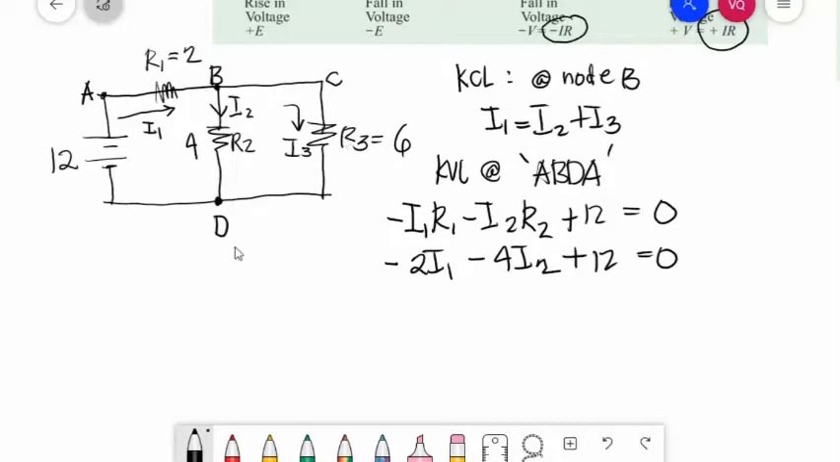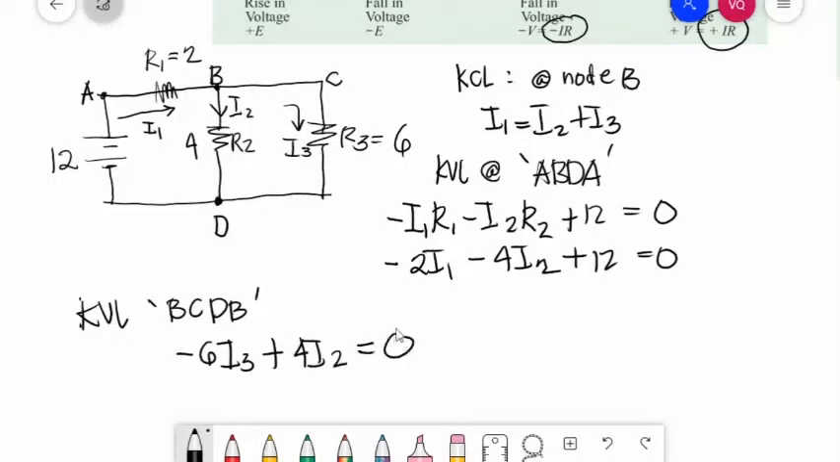A, B, C, D, A. Let's formulate the equation for B, C, D, B. So KVL, B, C, D, B. BC has no resistor, so no drop. CD is the same direction as I3, so you will have a negative 6 I3. DB is the opposite direction, from D to B, against I2, so you will have a positive 4 I2, equal to 0.